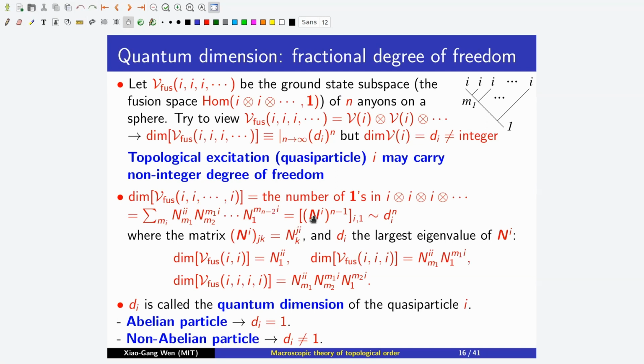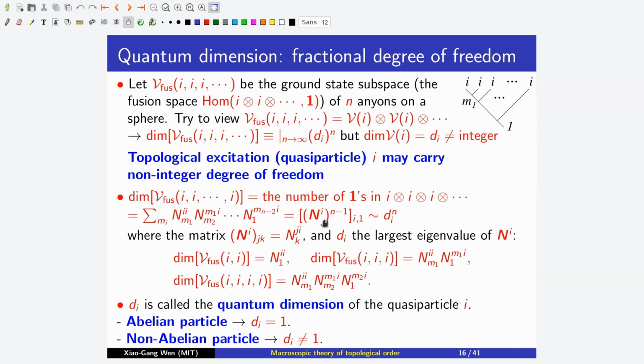We can define this matrix N_i, whose matrix element (j, k) is given by this N_jk^i. So this rank 3 tensor defines this matrix N_i, but with two indices. Then this whole expression becomes just this matrix raised to the (n minus 1) power, taking a particular element i and a 1 element. Those are integer matrices. When you raise to the n-th power and take a particular element, you certainly get an integer.